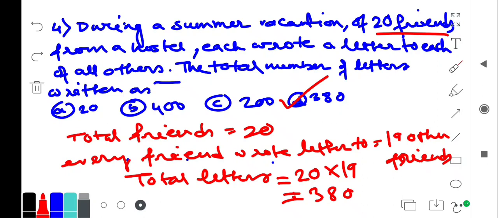Okay, so if Ram wrote 19 letters, each of the other friends also writes 19 letters. So the total number of letters is what? 20 into 19, that is 19 into 2 is 38, and there must be an additional 0, so 380.